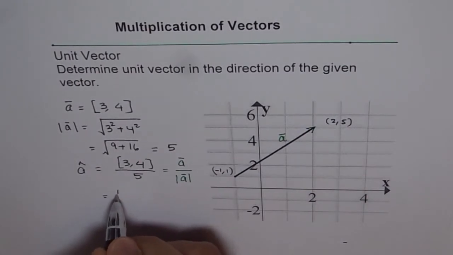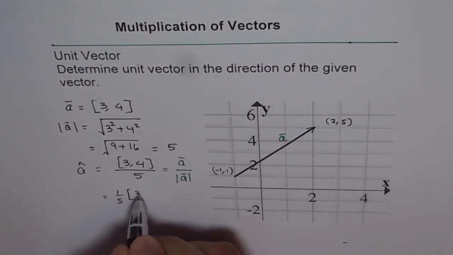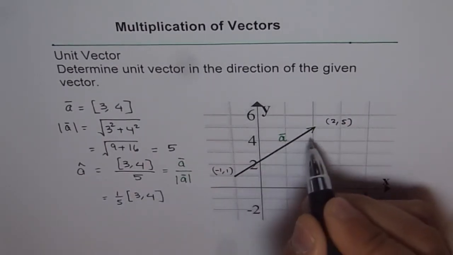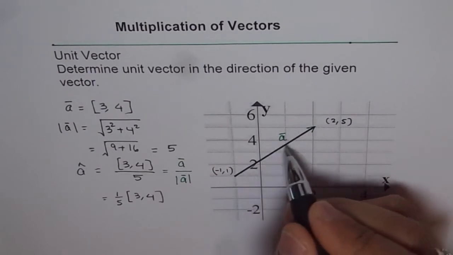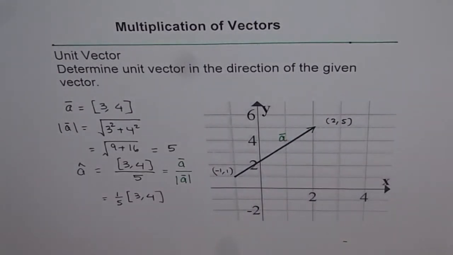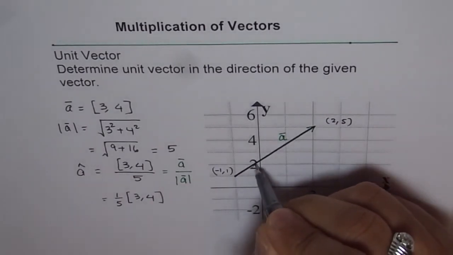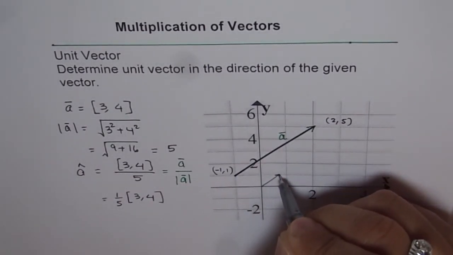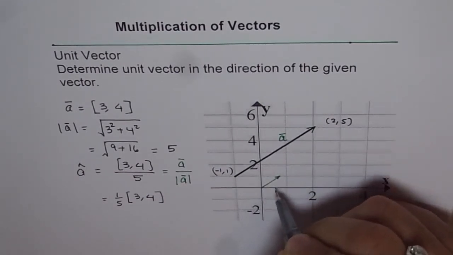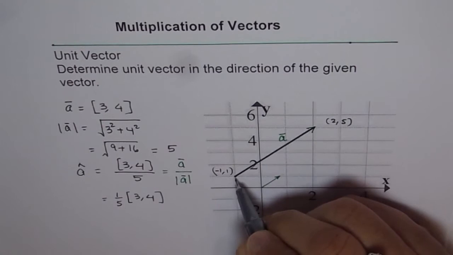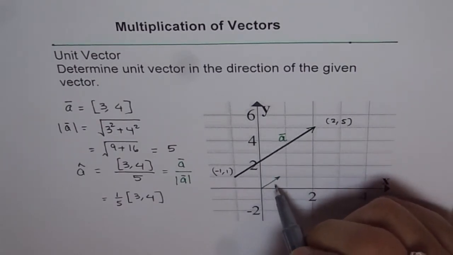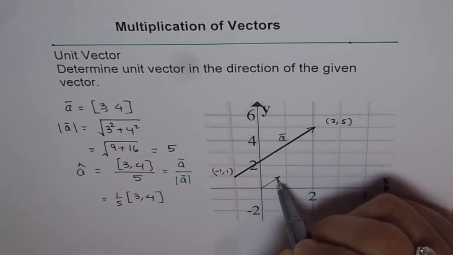So you could write this as 1/5 of 3, 4. That means 1/5 of this will be a unit vector in the same direction. Do you get it? So it also gives you the direction. It is normally better to show it with the tail at the origin. So if I draw a vector parallel to this, and 1/5 is probably this much, this is a unit vector which represents a vector with magnitude 1, a unit vector for vector A.